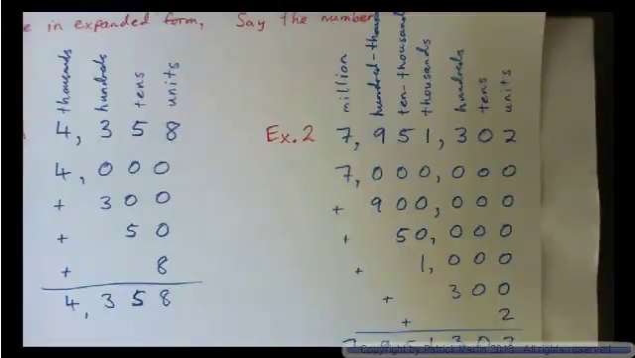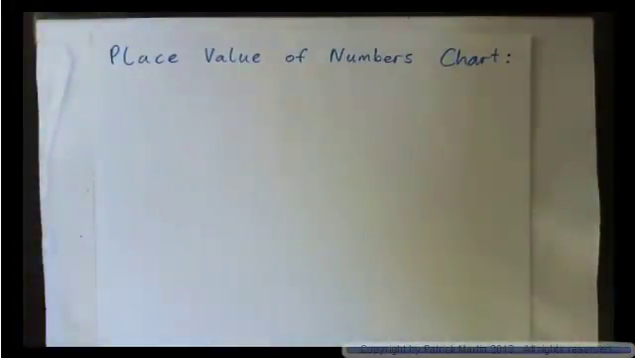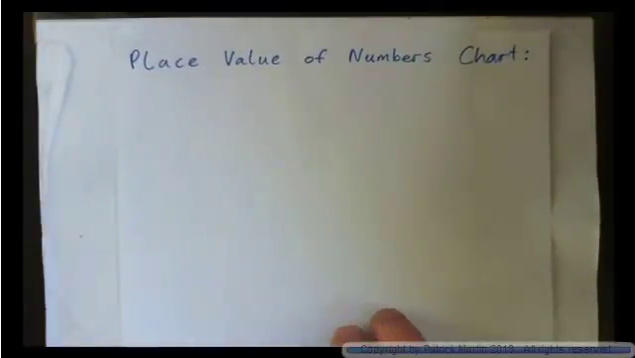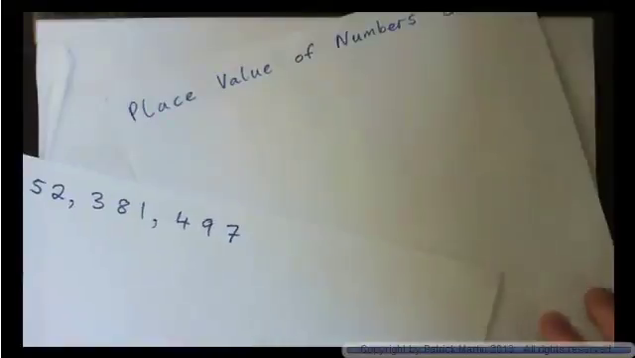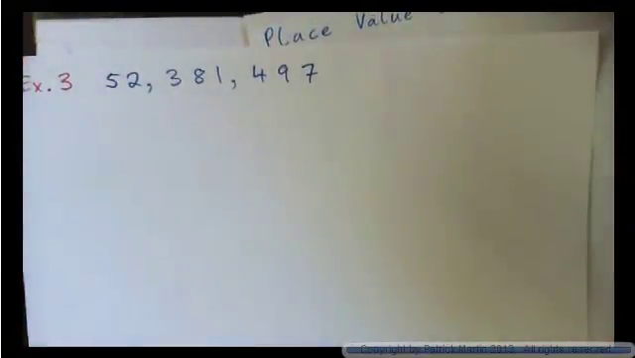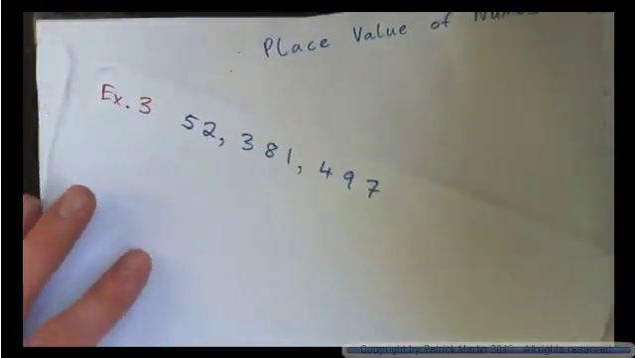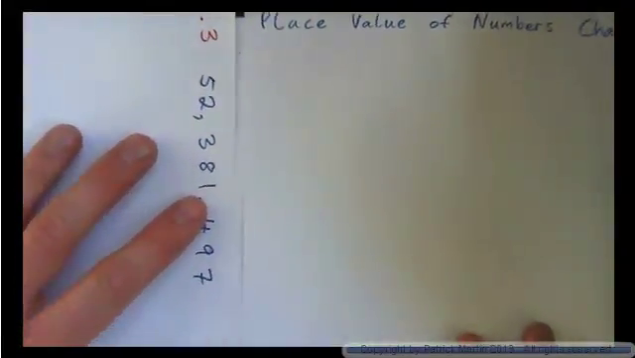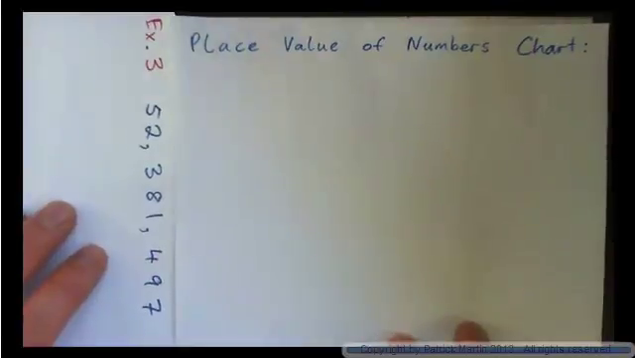Now, do we need to write out our place value chart? I guess we should, shouldn't we? Do a place value of numbers chart. So we'll use this one as an example. We've got this number here. Okay. And we're going to do a chart. So I'm just going to turn this sideways, and you press pause in the video if you need more time to write this out now.